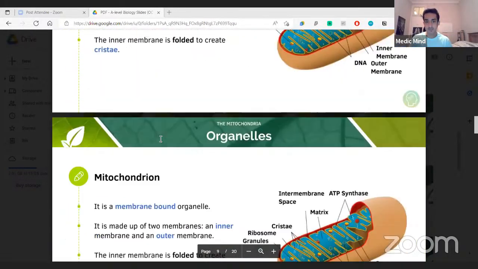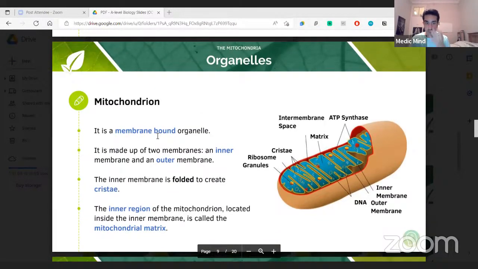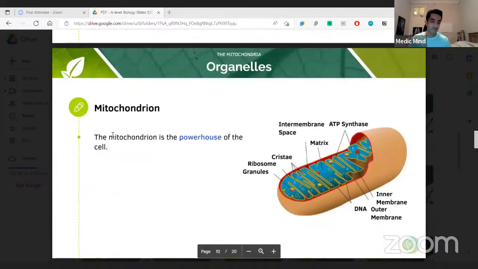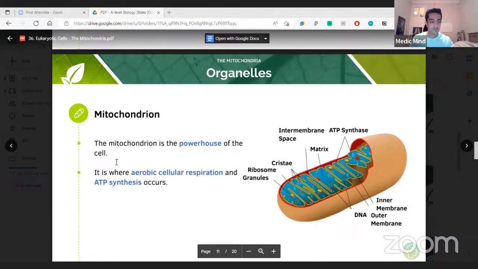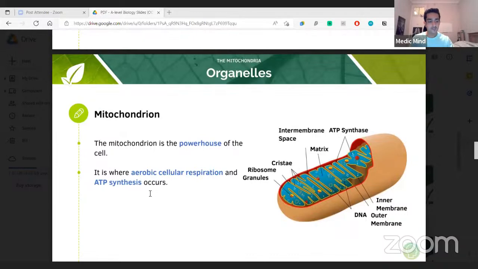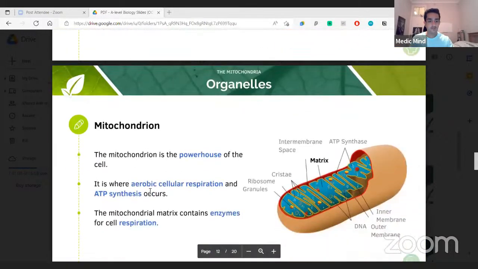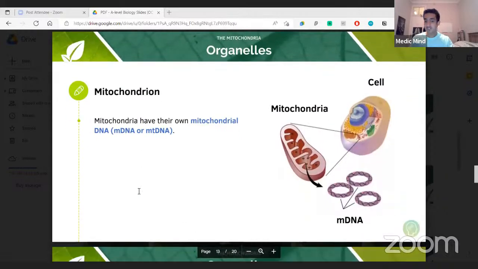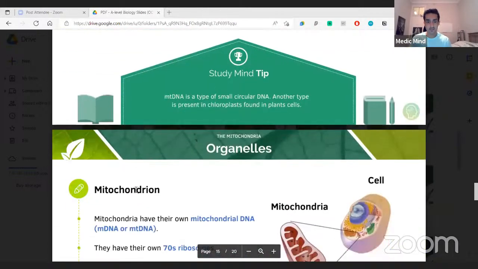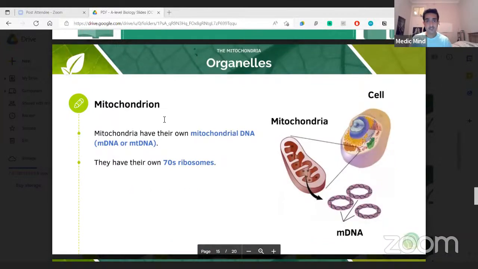But yeah, as I said, the inner membrane is folded to create cristae. The inner region is called the matrix. It's like a cytoplasm. And as the old phrase goes, the mitochondria is the powerhouse of the cell. And it's the site where aerobic cellular respiration and ATP synthesis occurs. The mitochondrial matrix contains enzymes that are necessary for cellular respiration. Mitochondria have their own DNA, as we talked about earlier, and they have their own 70S ribosomes.